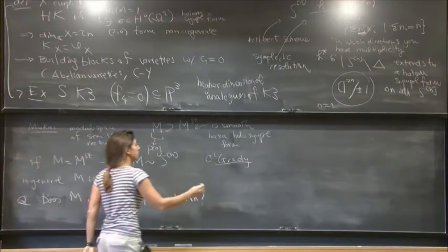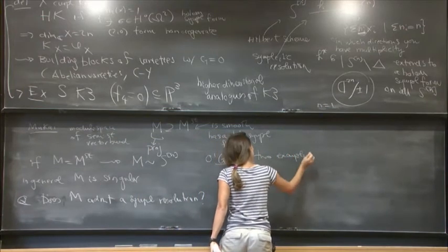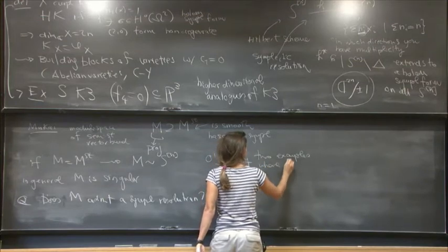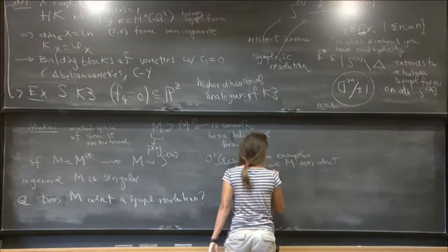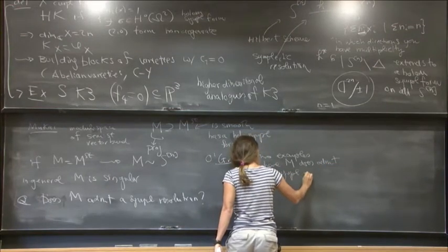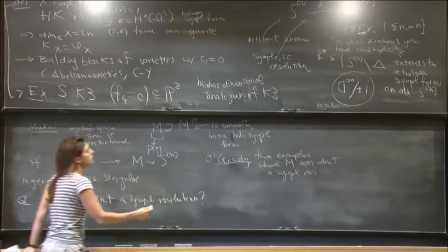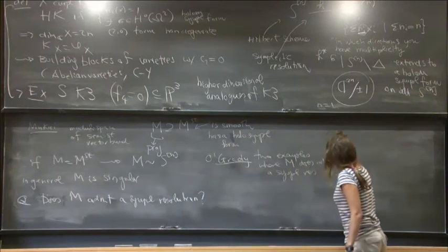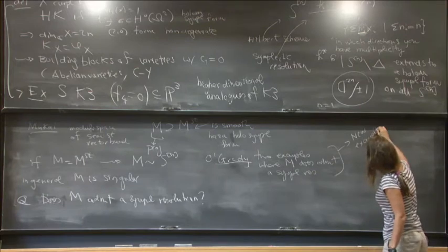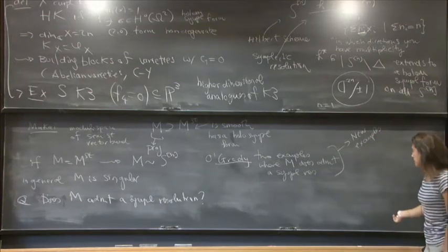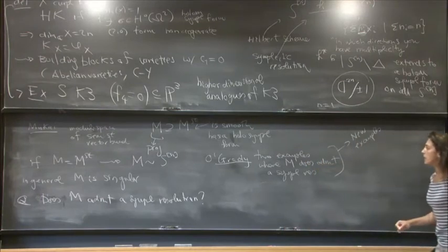And he found two examples where M does admit a symplectic resolution, but in all other cases it was proved that it does not. And so these two examples provided new examples that were not deformation to the known examples. But in general, these are the only known examples.